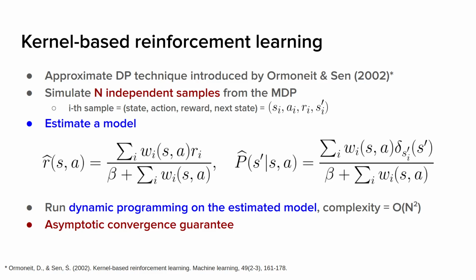And kernel-based reinforcement learning, as proposed in 2002, is an approximate dynamic programming technique that consists in simulating n independent samples from the MDP and using these samples to estimate a model, a transition model and a reward model. And then what is interesting is that you can run dynamic programming on the estimated model with time complexity of order n squared, where n is the number of samples, and we can obtain, as proved in 2002, an asymptotic convergence guarantee to the optimal policy.